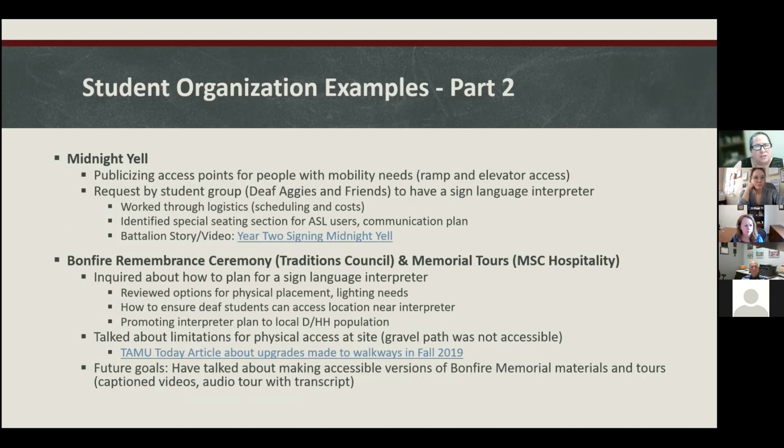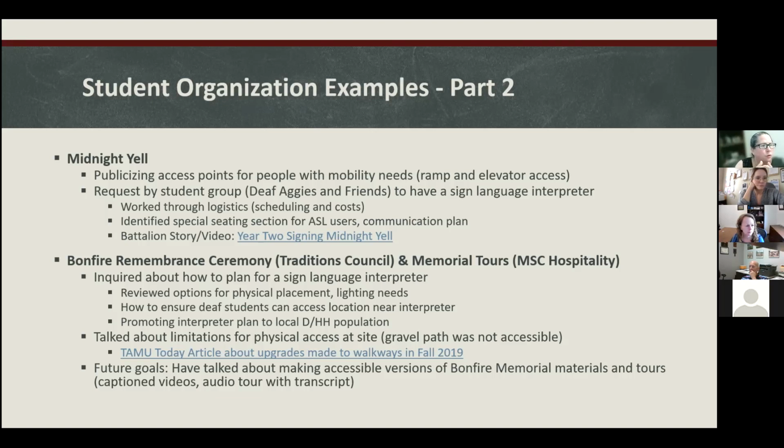And so they actually advocated, and I think they've been doing a consistent interpreter at Midnight Yell for a couple of years now, where they actually have the logistics as part of the plan. Think about it, you're having thousands of people show up at Midnight Yell. Most likely somebody is going to need an interpreter. So they plan that just like we do at graduation. They have special seating for people who are ASL users. They're going to be close to where the interpreter is going to be, and they communicate that with them.